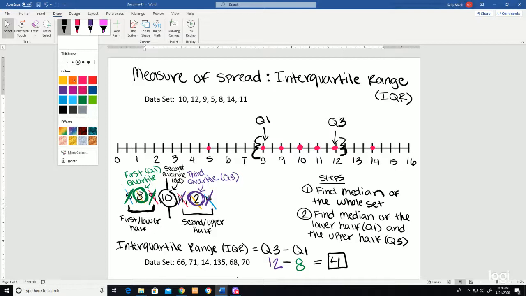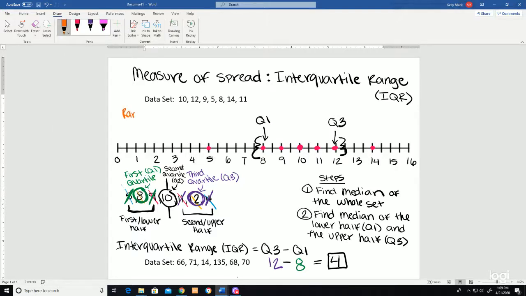The range is different than the interquartile range. The range of this data set is the highest number minus the lowest number. So this IQR, as you notice, it's subtraction, yes, but it's subtracting two totally different things. To find the range of this data set, you would take your highest number, which is a 14.